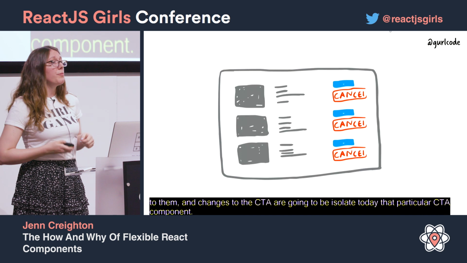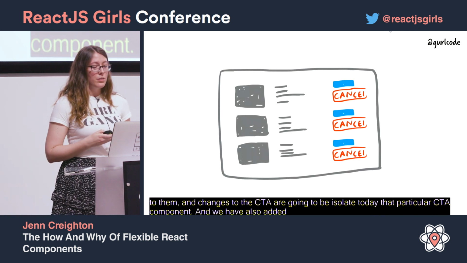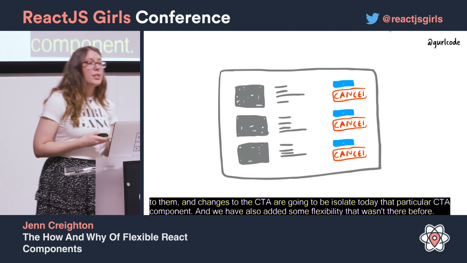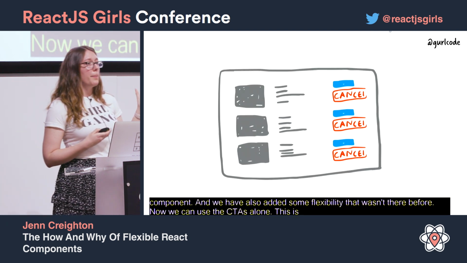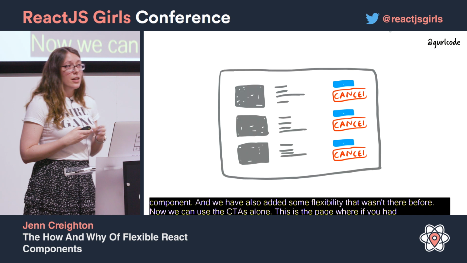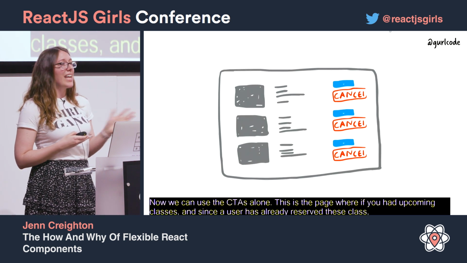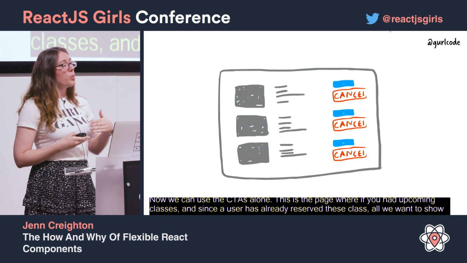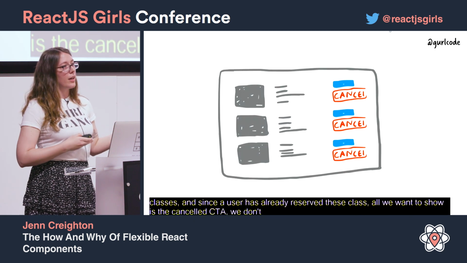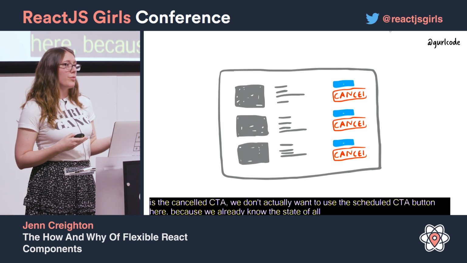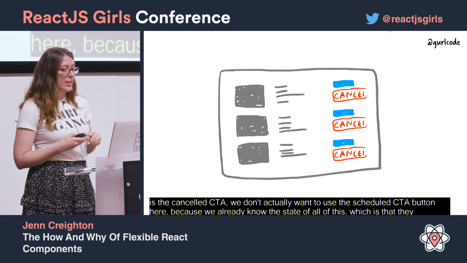And we've also added some flexibility that wasn't there before. So now we can use the CTAs alone. Now, this is the page for if you had upcoming classes, and since a user has already reserved these classes, all we want to show is the cancel CTA. We don't actually want to use the schedule CTA button here because we already know the state of all of this, which is that they've reserved the class. We just want to show the cancel CTA.